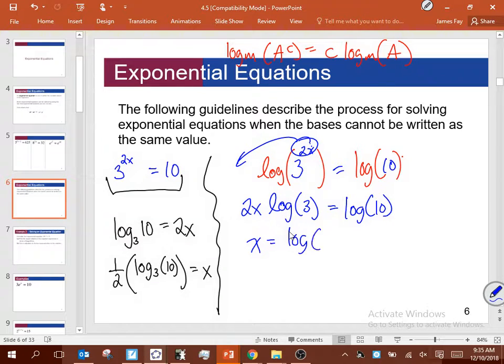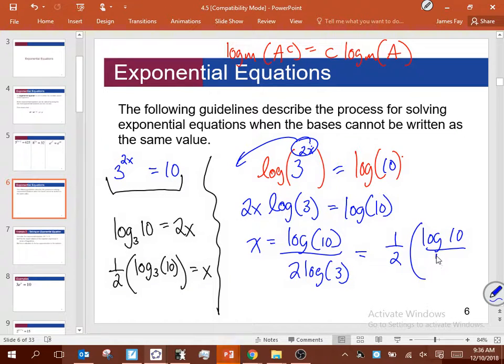So I have log of 10 divided by 2 log 3. Now, just for convenience sake, you wouldn't normally do this. Normally, you'd be done. But I want to compare that to what we did over here and see if we get the same thing. So I'm going to factor out a 1/2. Now I've got log of 10 divided by log of 3.